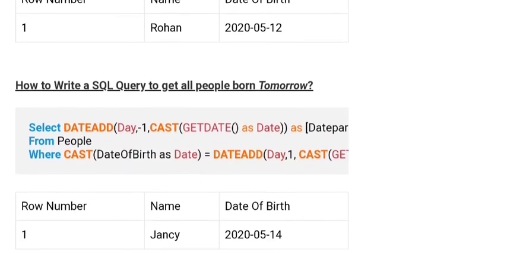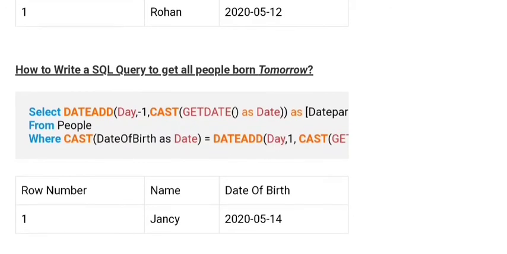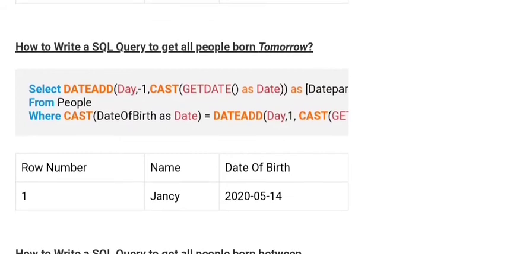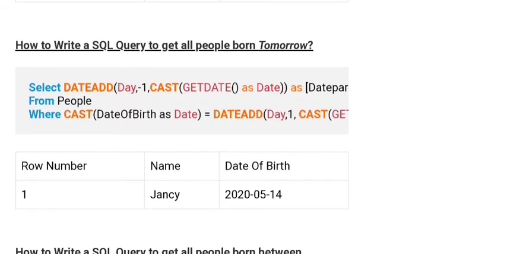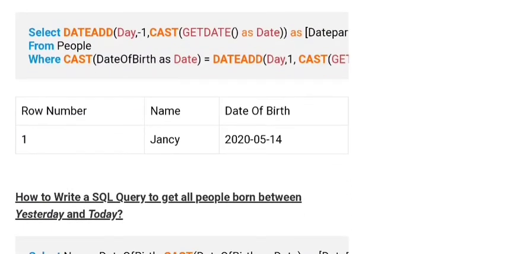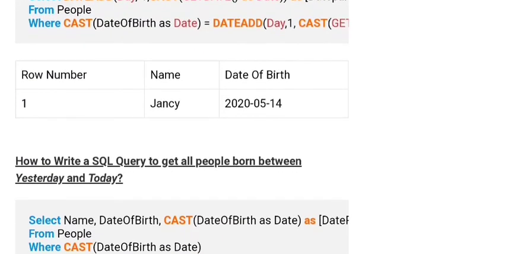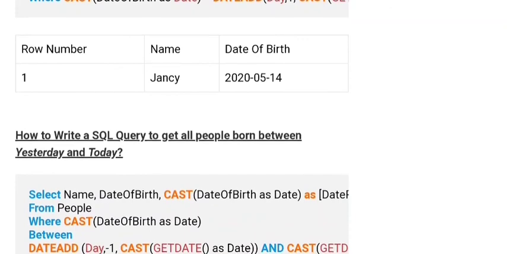So next query is how to write a SQL query to get all people born tomorrow. It doesn't make sense, but still we can write a query for this. For yesterday we have given minus 1. For tomorrow we are going to give 1. That is the only difference. So we have only one record, so that record we are going to capture here.